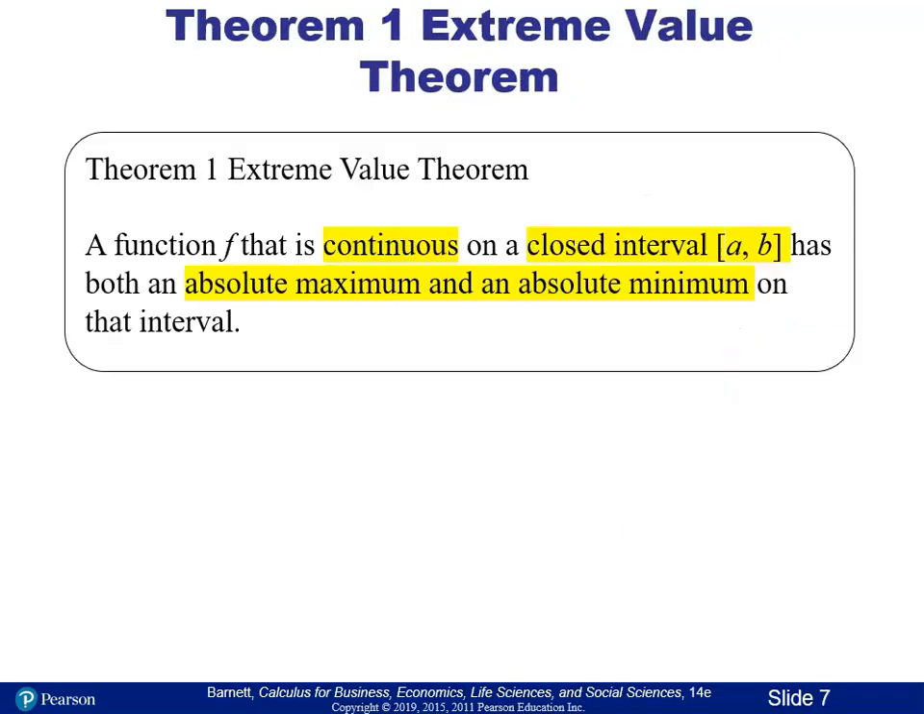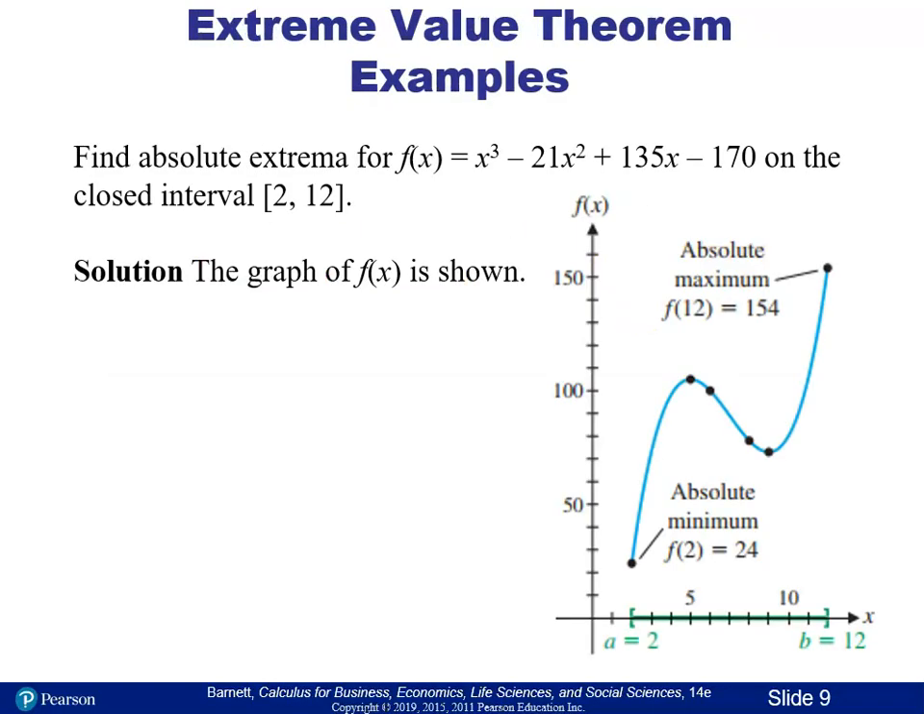Okay, we have an important theorem here, and it's called the extreme value theorem. The extreme value theorem says if we have a function f that is continuous, and it's really important that we know it's continuous on a closed interval, then it has both an absolute maximum and an absolute minimum on that interval. So if it's continuous on a closed interval, you're guaranteed by this theorem to have an absolute maximum and an absolute minimum. Before we get into the algebra of this, we want to just look at it from a graphical standpoint.